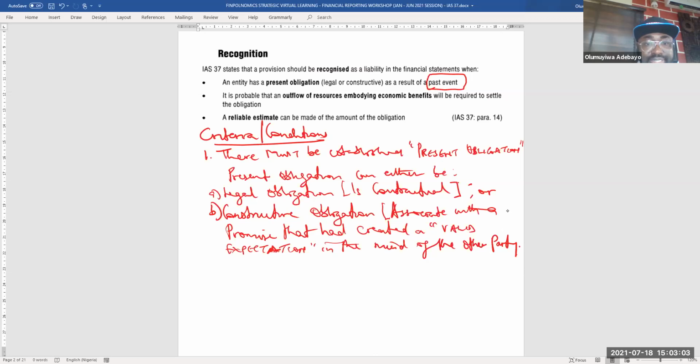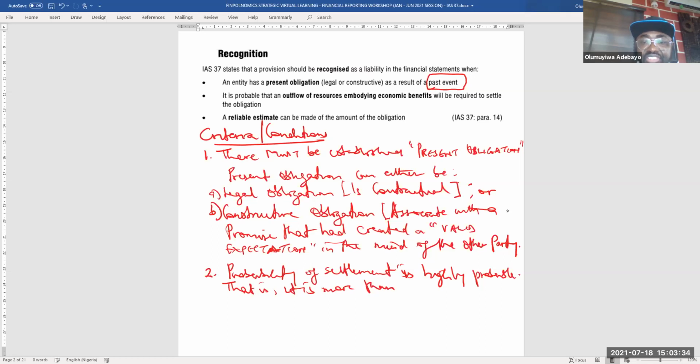The next one is that the probability of settlement is highly probable. Mathematically, it is more than 50%. For accounting purposes, the rule is that once something is more than 50% likelihood of occurrence, we say it is probable. Okay, and upon being probable, therefore, we can proceed to recognizing such a legal or constructive obligation.